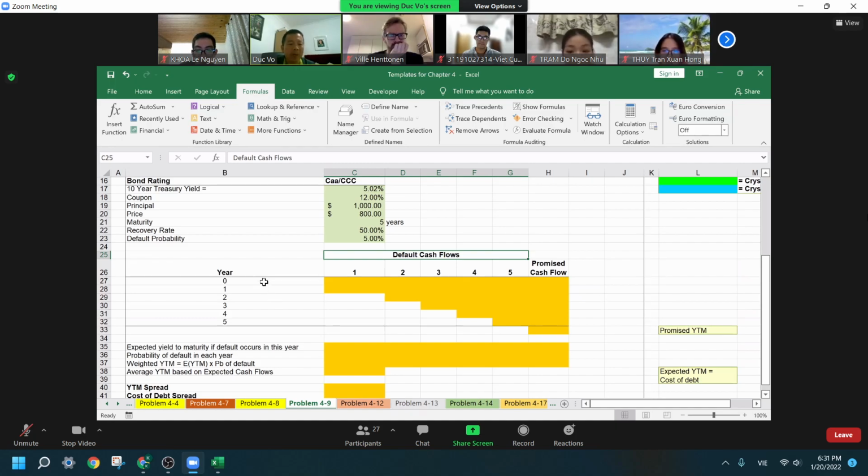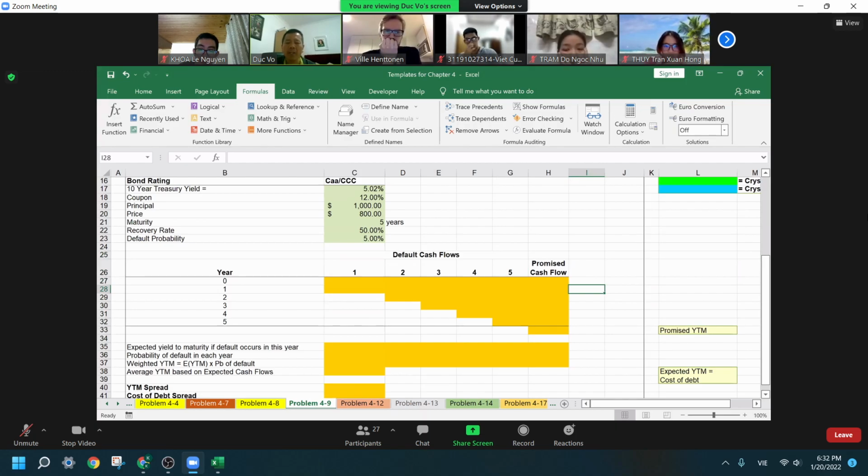And you can see that the bond lasts for 5 years. The option is it can go default after 1 year, after 2 years, after 3 years, after 4 years, and it can stay there until year 5 when it pays off. The first column I need to fill in is the promised cash flow. The promised cash flow means what the bond promises to deliver to you.